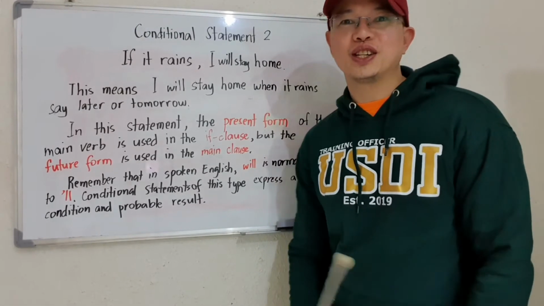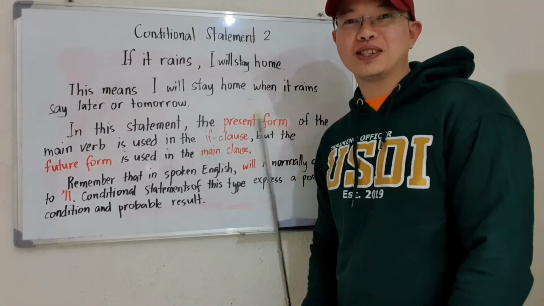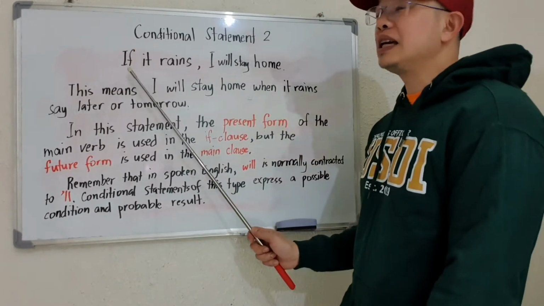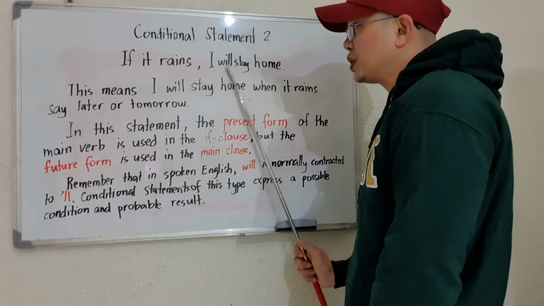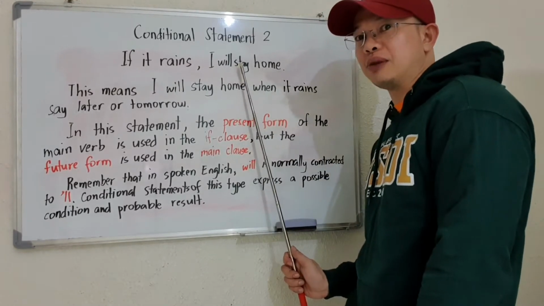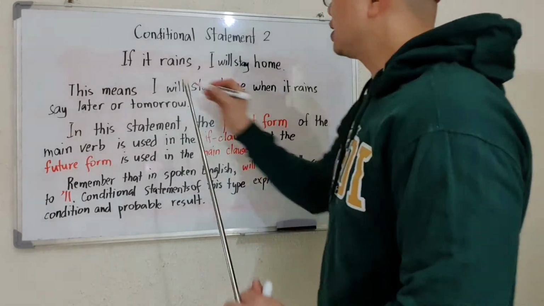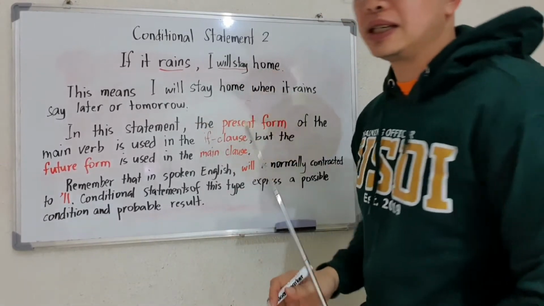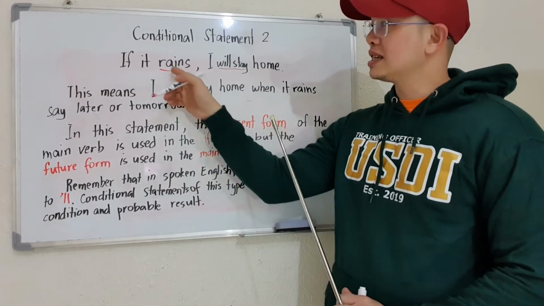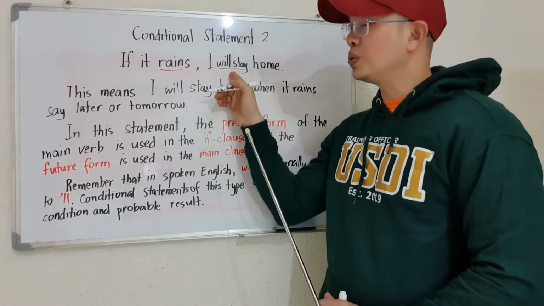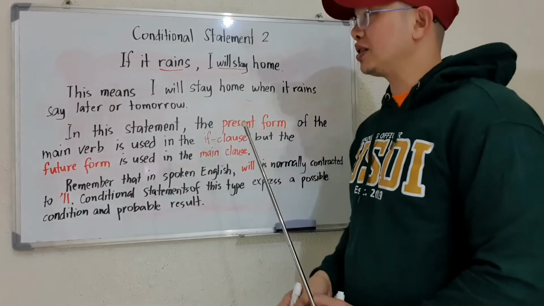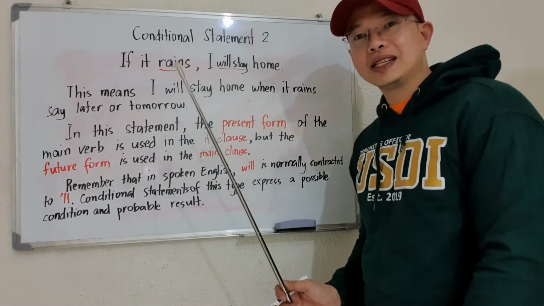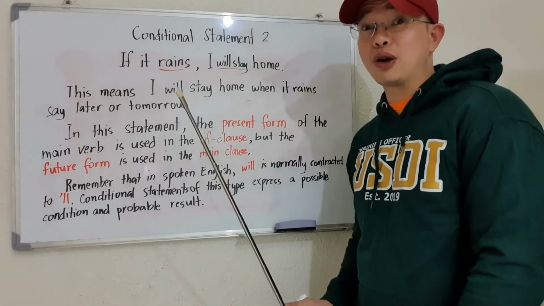Now let's have conditional statement 2. We'll use the same example but with different forms of the main verb. So let's have, if it rains, I will stay home. There is the word will this time in the main clause. So this is the if clause and this is the main clause. It uses rains here and will stay in the main clause. This means I will stay home when it rains, say later or tomorrow.